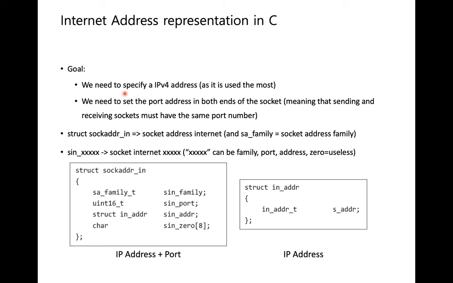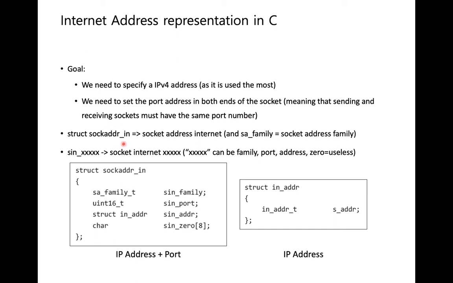And we need to set a port address at both ends of the socket, meaning that the sending and receiving sockets must have the same port number. If they don't have the same port number, then their communication will be broken. So the port number should be the same for both of them.